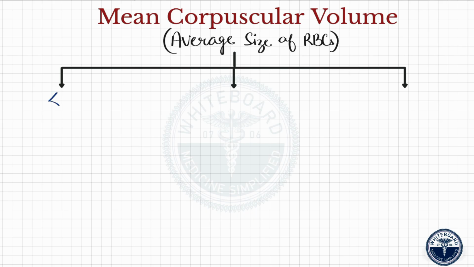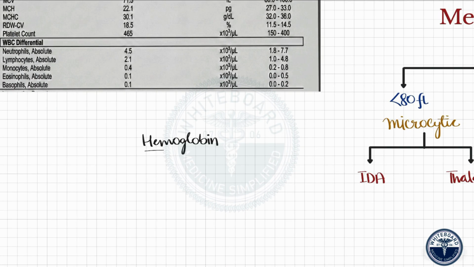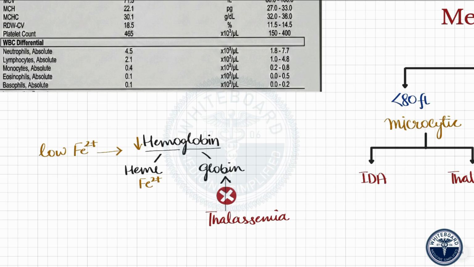An MCV value below 80 femtoliters indicates a microcytic pattern, that is, smaller size of RBCs, commonly seen in iron deficiency anemia and in thalassemia. In the previous lecture, we discussed that hemoglobin is made up of heme and globin, where heme represents the iron. So, if iron is low, hemoglobin production slows down, and in thalassemia, the iron is normal, but the body cannot produce normal amounts of globin chains, which are also essential parts of hemoglobin. In both situations, hemoglobin formation is reduced.